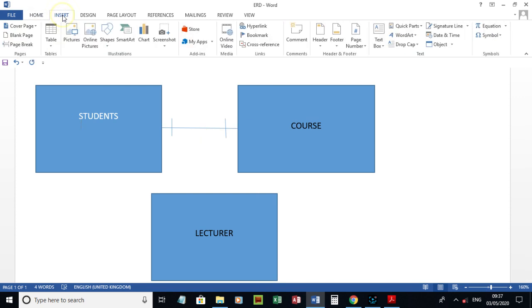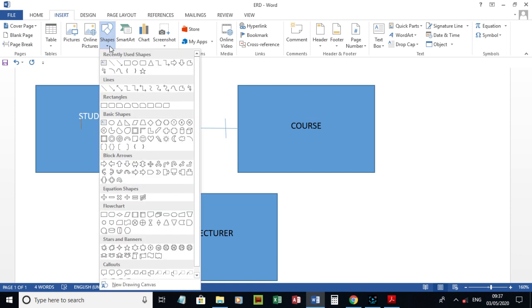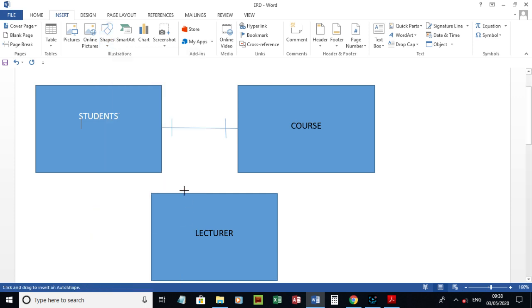But we can also bring in our zero. Let me see whether I can locate zero in the shapes. Where is zero? All right, let me see. Okay, I think I've seen some zero here. We can also bring zero here.